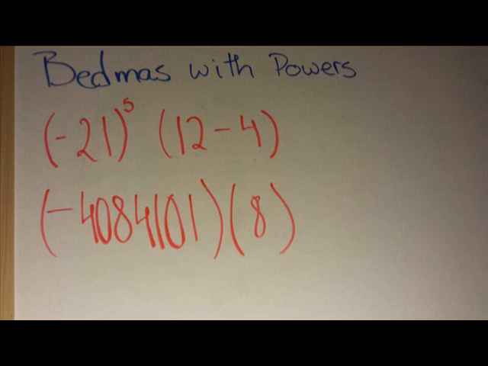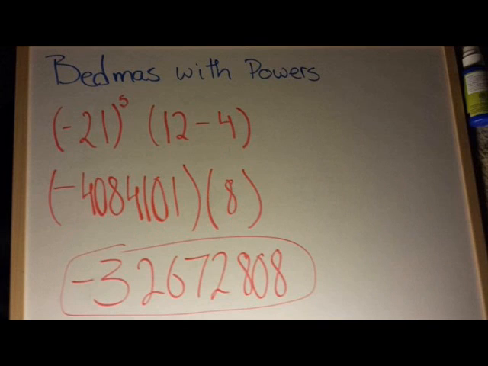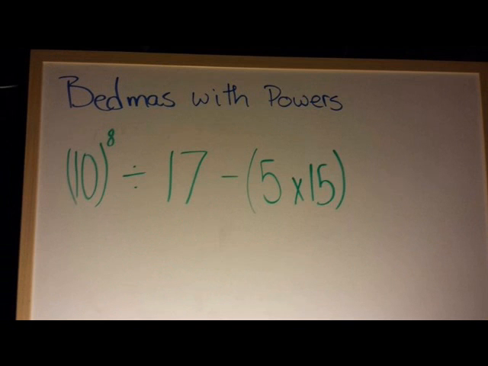So 12 minus 4 is 8. So 25 times 25 times 25, and that's the answer. Sorry, this is going a bit fast. So the answer after multiplying them both is 32,000. And sorry, this is going really quick.